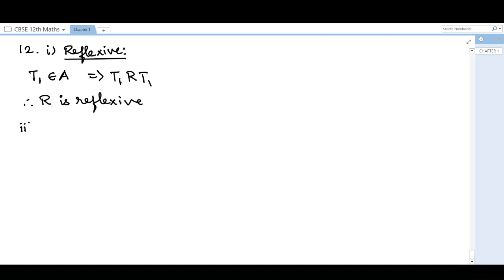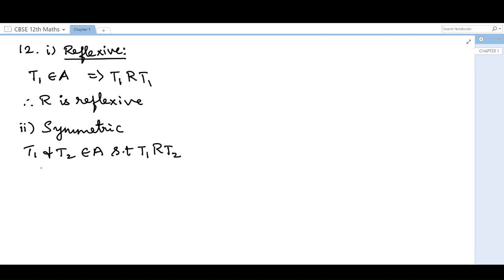Second one, symmetric. If you take two triangles, say T1 and T2 from the given set A, such that T1 is related to T2, that is T1 is similar to T2. T1 and T2 will have same angles but their sides will be in proportion. So this implies T2 is also similar to T1. So T2 is related to T1. So this gives R is symmetric.